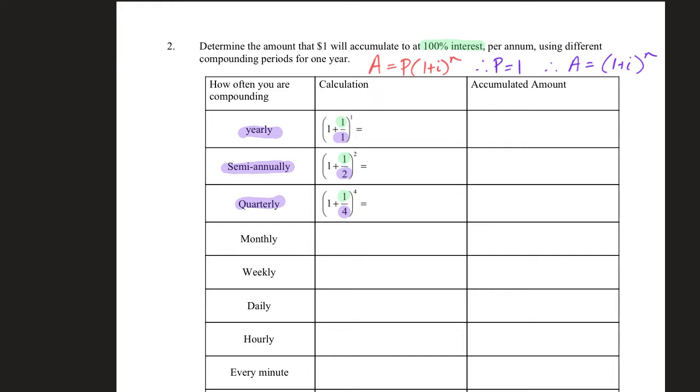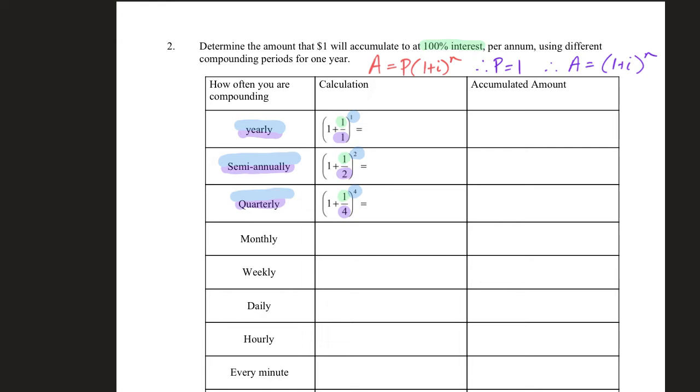But the second part is that because it's yearly, we're going to have 1 compound per year. Because it's semi-annually, we'll have 2 compounds. Because it's quarterly, we'll have 4, and so on and so on. So what we're going to look at is the effect of taking 100% of something, doubling something, but examining what happens if we increase the number of compounds per year.